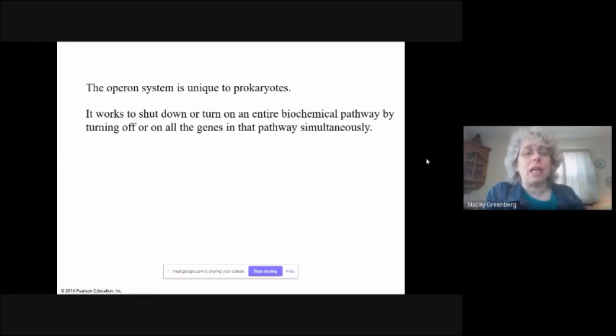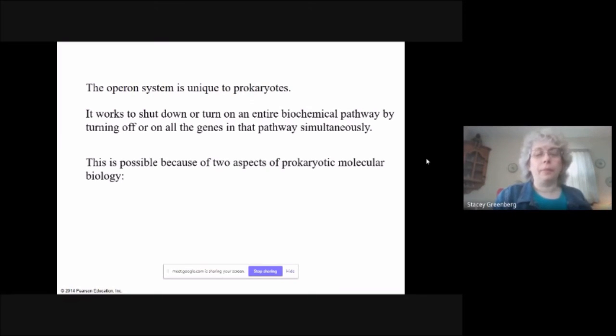So what an operon does, it basically can shut down or turn on an entire biochemical pathway by simultaneously turning off all the genes or simultaneously turning on all the genes. That is something that our cells, eukaryotic cells, cannot do. All right. Now, why is it that prokaryotes can do this? They've got aspects of molecular biology that we don't.